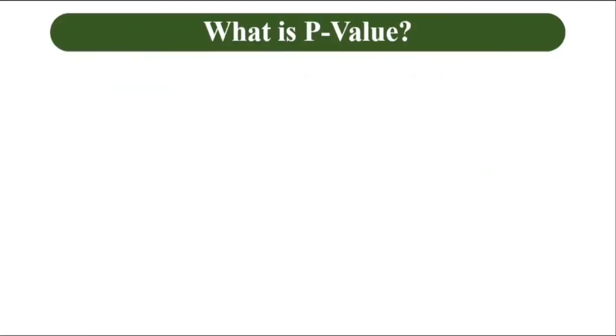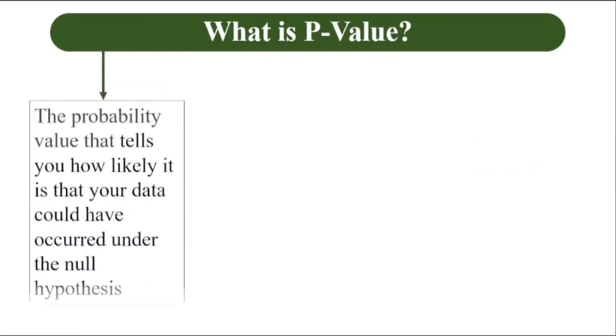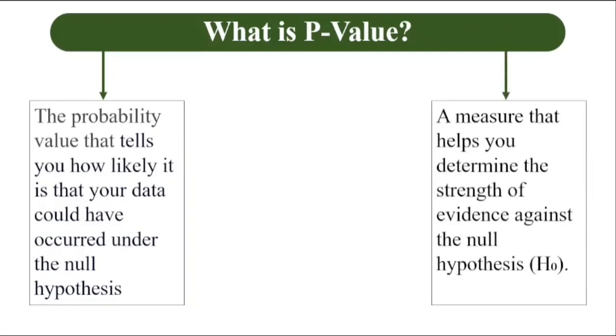Now, what is p-value? P-value is the probability value that tells you how likely it is that your data could have occurred under the null hypothesis, and is a measure that helps you determine the strength of evidence against the null hypothesis. It does this by calculating the likelihood of your test statistic, which is the number calculated by a statistical test using your data.